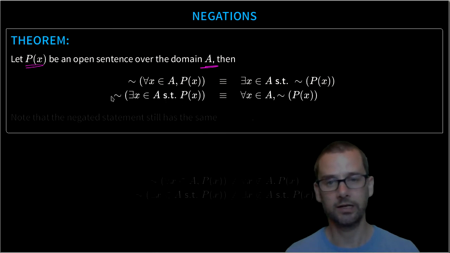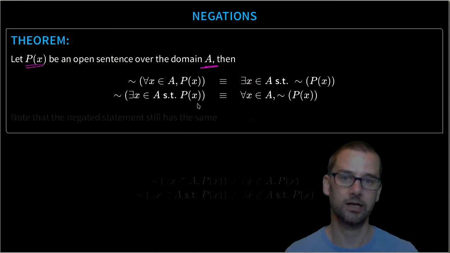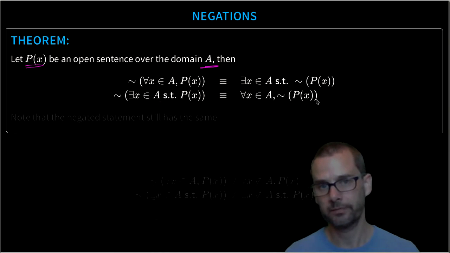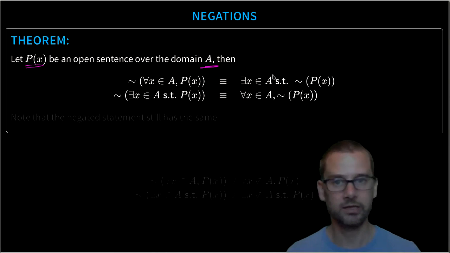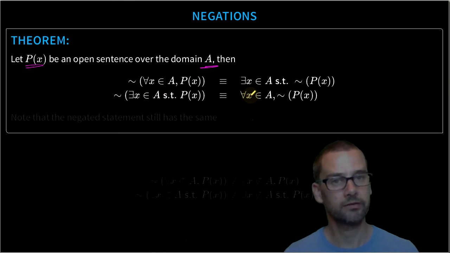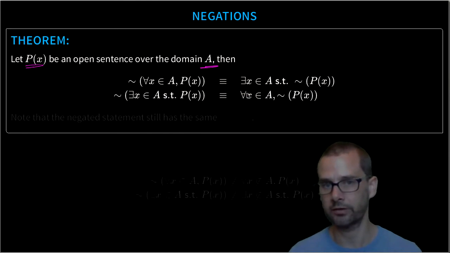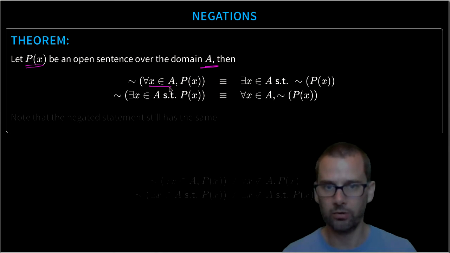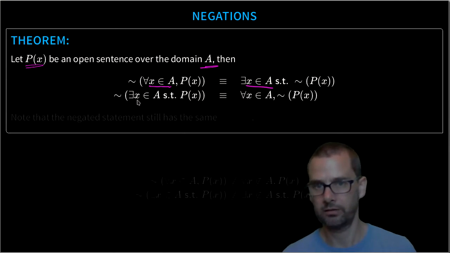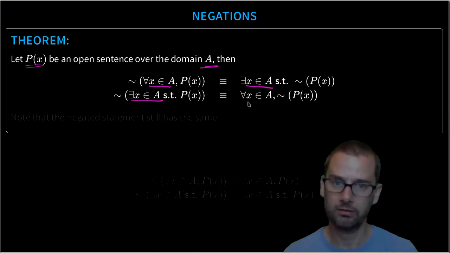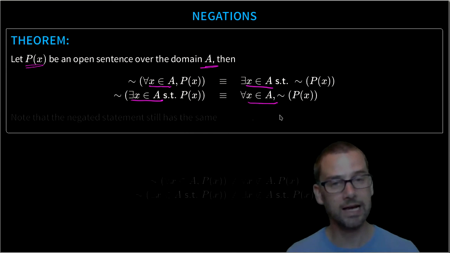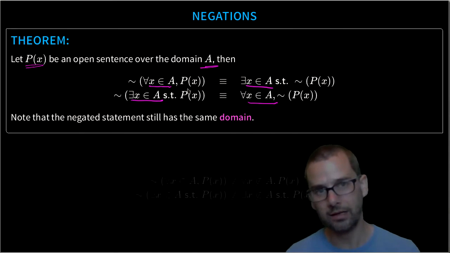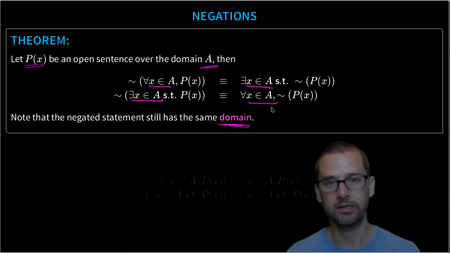Similarly, when we negate there exists x in A so that P of x, it becomes for all x in A, not P of x. So negating for all becomes there exists, and negating there exists becomes for all. They sort of twin to each other through negation. But notice here, the domain doesn't change. This is still for all x in A, there exists x in A. The negated statement still has the same domain. So we have to be very careful of this. When we negate a quantified statement, the domain stays the same.